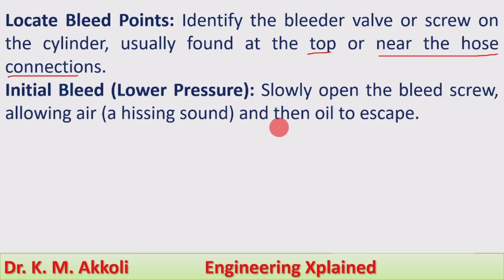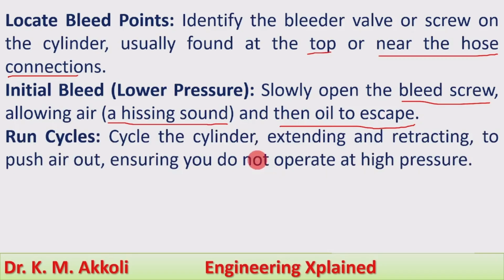Initial bleed, at lower pressure. Slowly open the bleed screw, allowing air to escape with a hissing sound, then oil to escape. As I already mentioned, if you open the bleed screw, initially because of the pressure, the air escapes from that valve, making a hissing sound. After that, the oil starts escaping from the bleed screw hole. Later, when oil starts escaping, we close that valve.